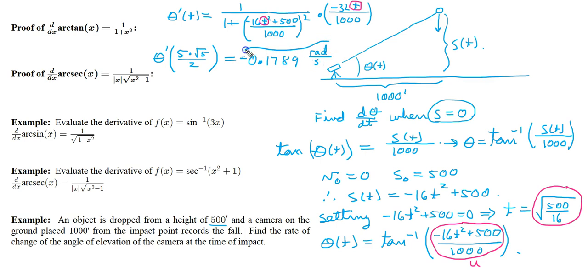And so that is our final answer. So that is how fast the angle of the camera is moving when the object hits the ground. And notice that this negative makes sense because this would be a decreasing angle. As the object is dropping, the angle is decreasing, so it makes sense that we should have a negative there. And that concludes our discussion about the derivatives of the inverse trig functions with some examples.